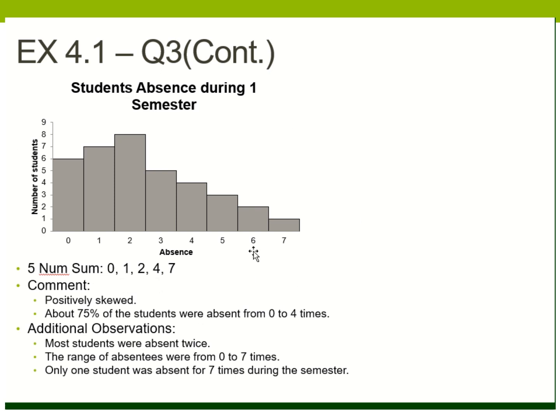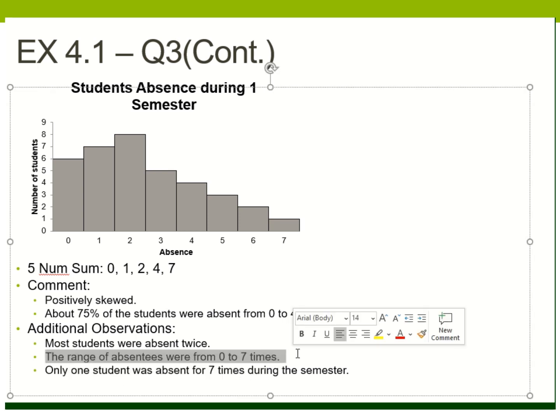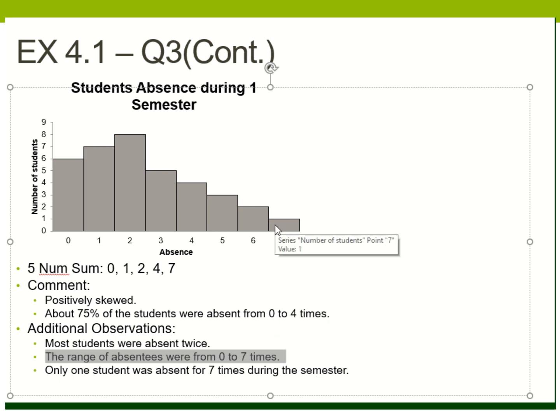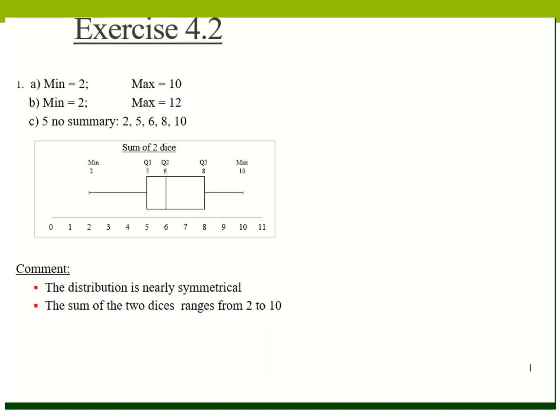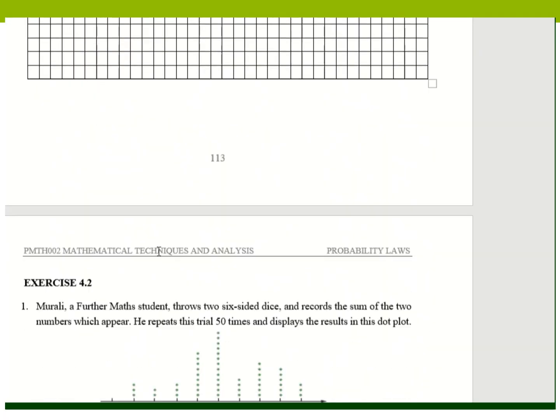You just draw the histogram. It's like a standard bar chart, but just make sure it's connected to one another. Just draw it like that, no problem. Comment and give the additional observations that you can see. See, simple things. The range is 0 to 7. You write 1 or 2, enough already. Okay, only one student was absent for 7 times. Something like this. Or you can say the most students were absent twice. So whatever you can see from here. All right. Okay, exercise 4.2.